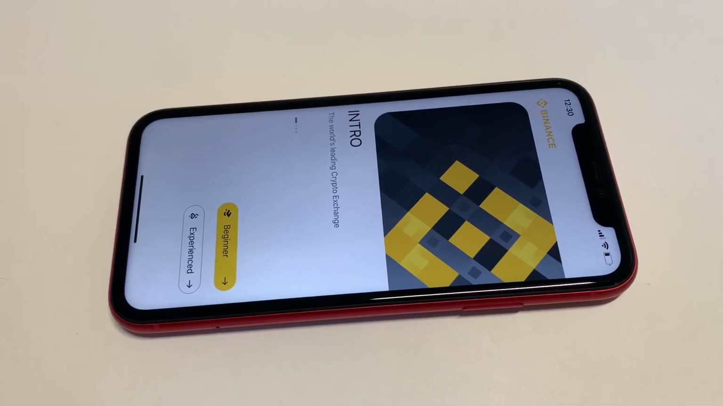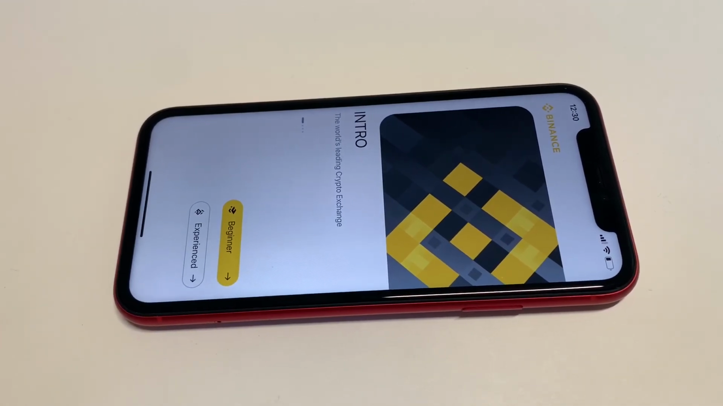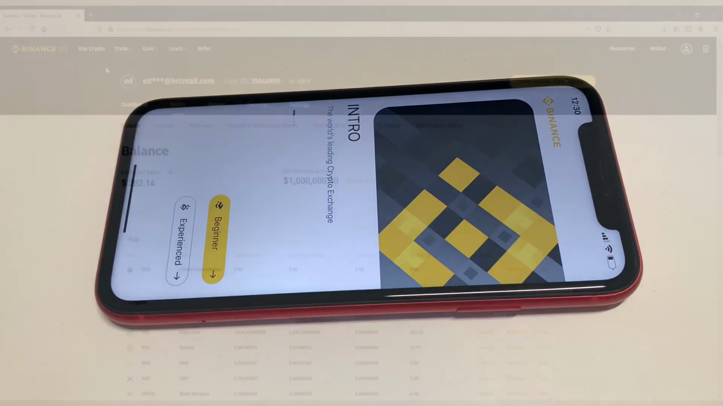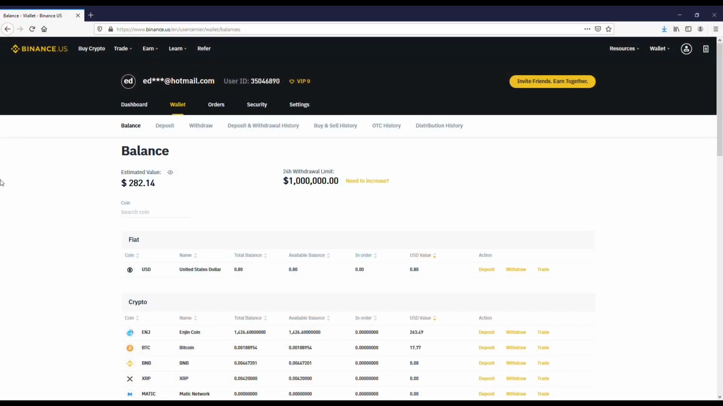What's going on, Brews? I'm going to be talking about how you can get started with using the Binance US app. Binance is an amazing platform for trading and investing in cryptocurrency. Their mobile app is awesome, but I'm going to throw up the desktop version for right now, just so I can show you the basics of how to get started with it.